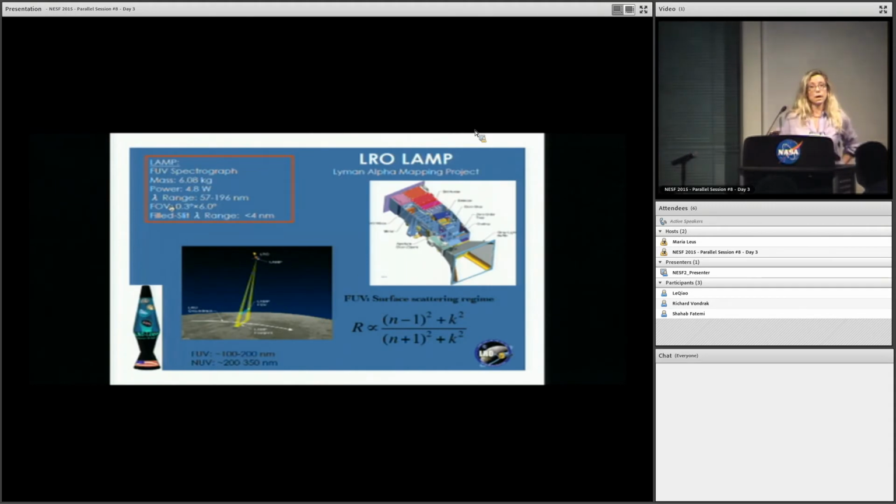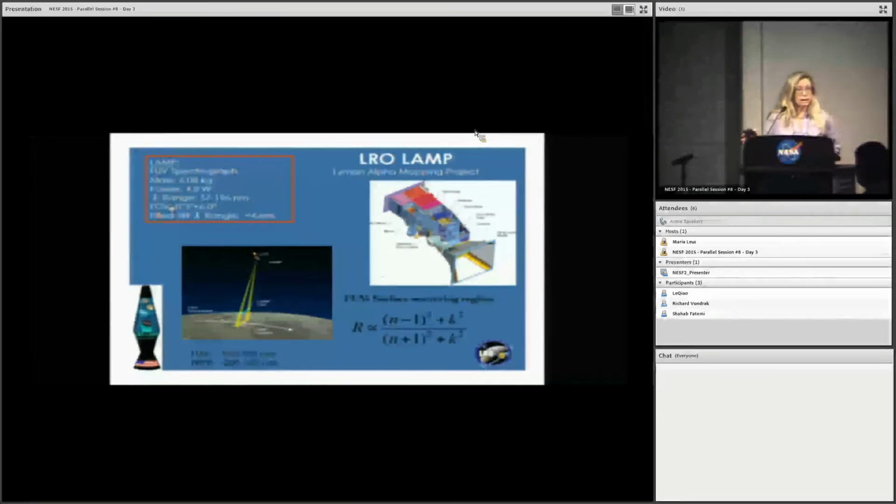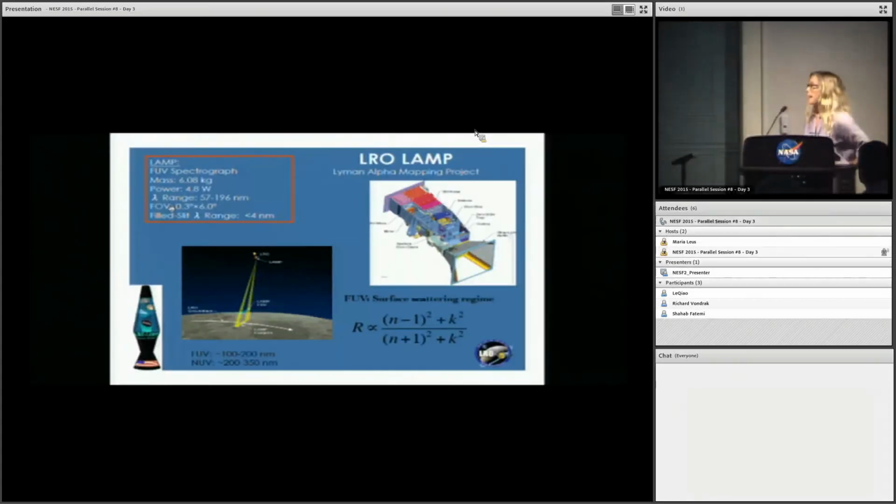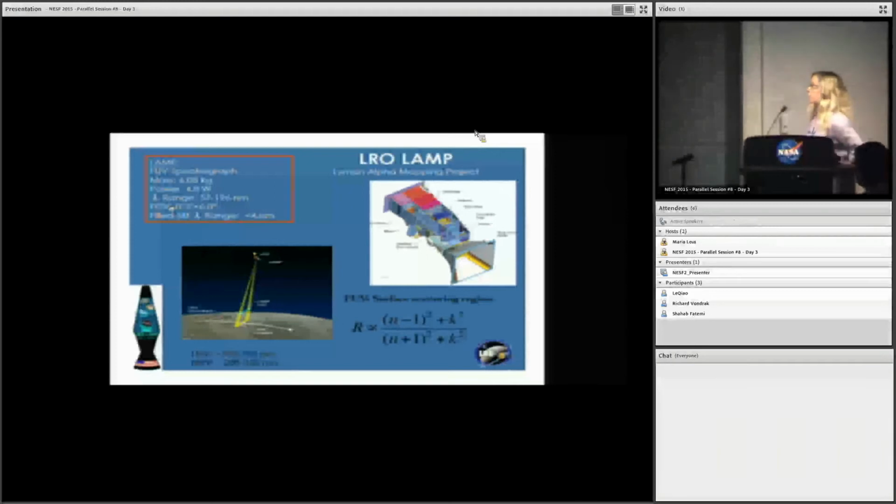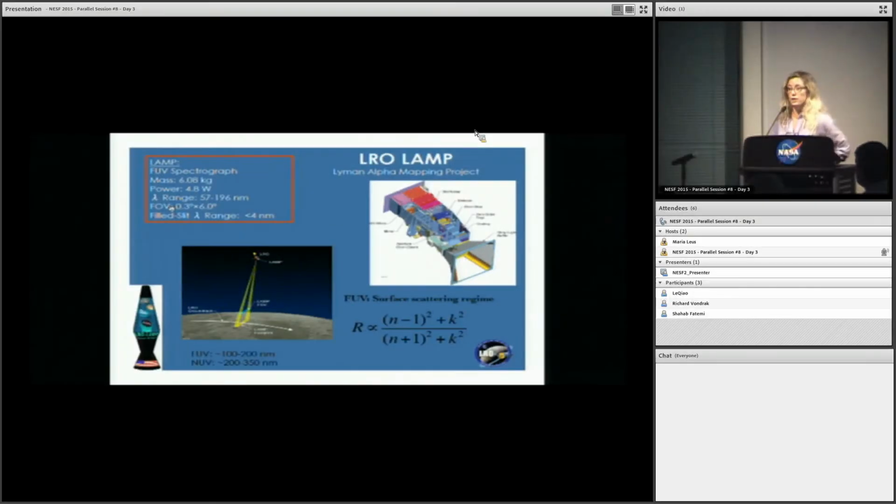So here, I talked about visible near-infrared characteristics. We're going to focus on UV, especially far UV. So these are LAMP measurements from LRO. LAMP is the Lyman Alpha Mapping Project, nadir pointed, usually looking at the surface, often taking data on the day side. So those are the measurements that we're talking about here. It's a far UV spectrograph. So the entire pass band is 57 to about 196 nanometers. Here we're going to focus on about 130 to about 190 nanometers.